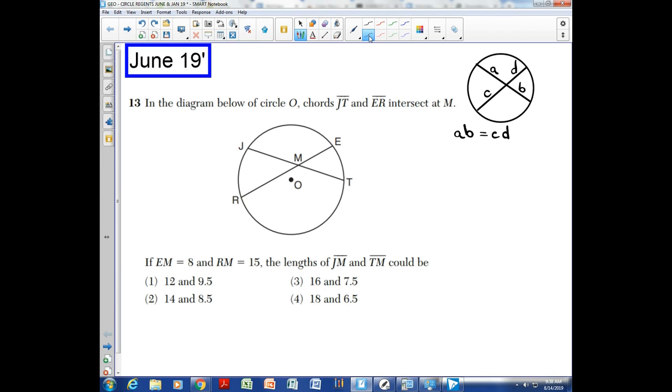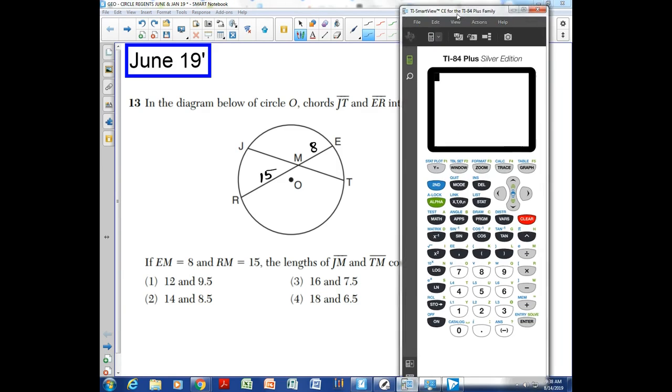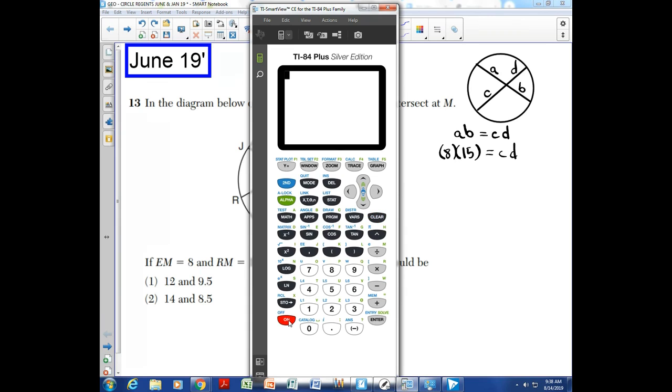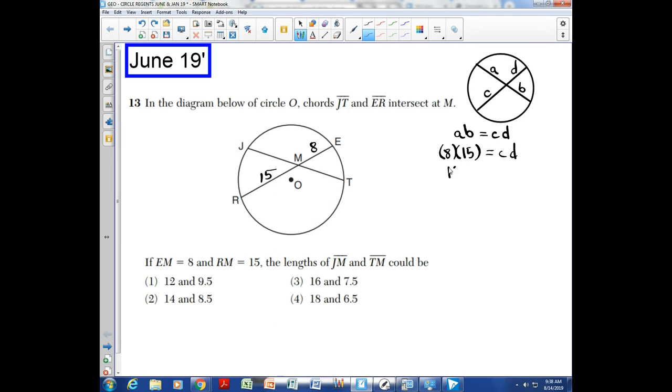So now I'm going to go back to my problem. I'm going to look at the given information where it says if EM is 8 and RM is 15, the lengths of JM and TM could be. All right, I'm just going to substitute my 8 and my 15 into my theorem and go to my calculator and say 8 times 15 equals 120.